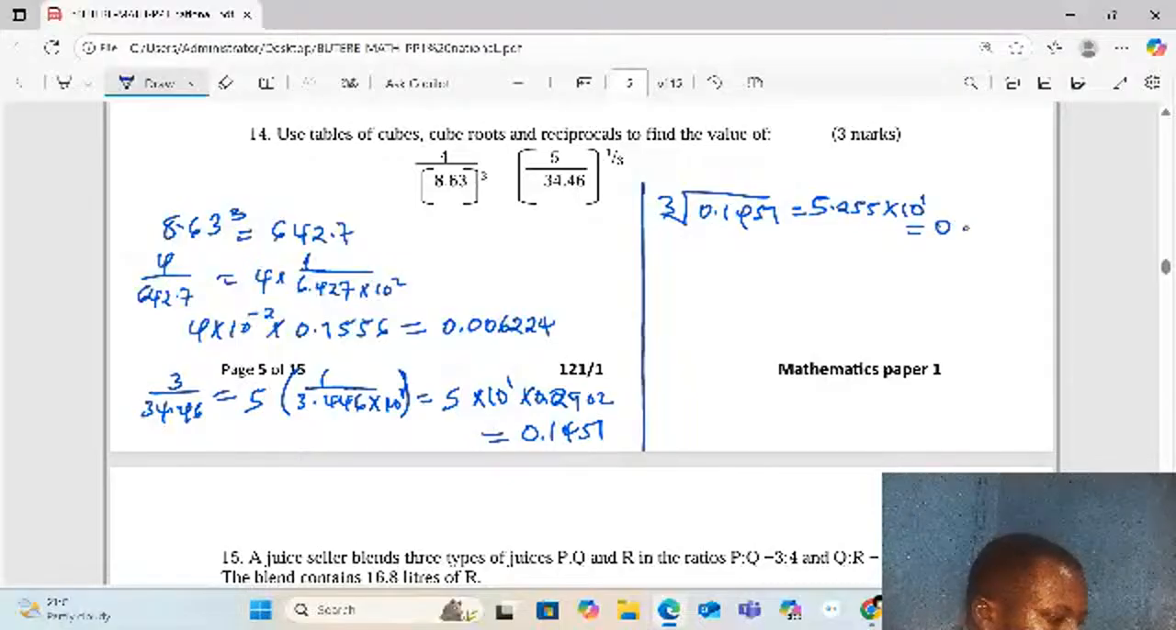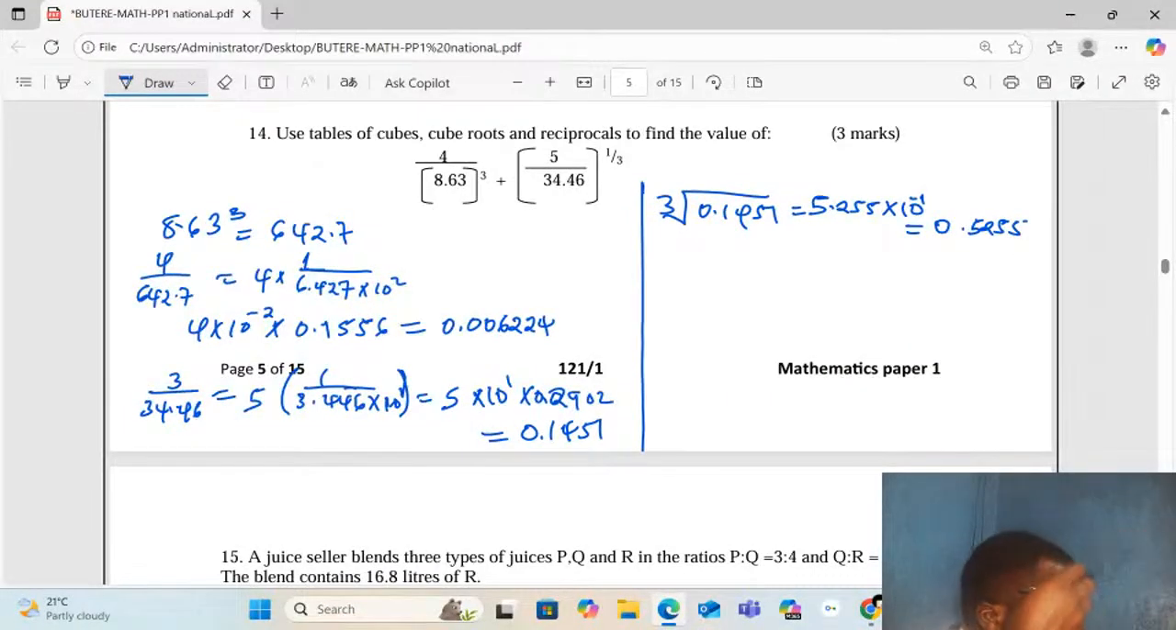We have 0 point, that is 10 power -1, so 0.5255. Now we combine the two. We had this one as 0.006224. Now we add. It was addition.